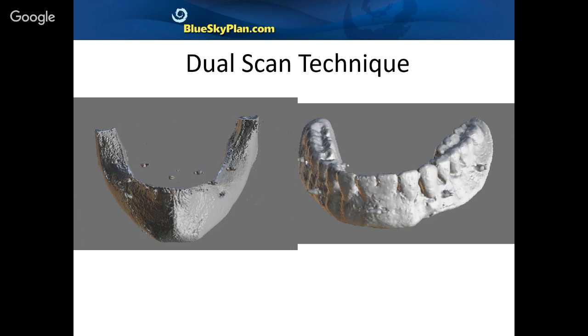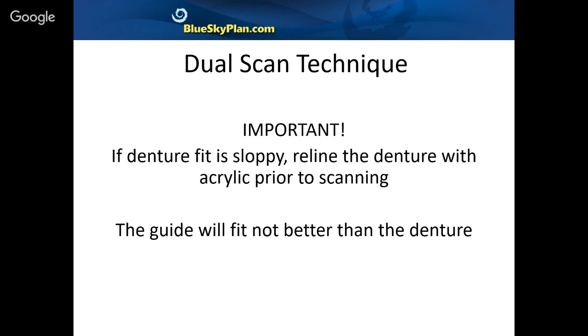Now, what's really important is to make sure that the denture fits properly. Essentially, the surgical guide is the denture with the proper holes in it in the proper positioning. If the denture doesn't fit properly, then the surgical guide isn't going to fit properly either. The guide is not going to fit better than the denture. So if the denture doesn't have a nice, secure fit when it's placed in the patient's mouth, you should realign the denture with acrylic prior to scanning.